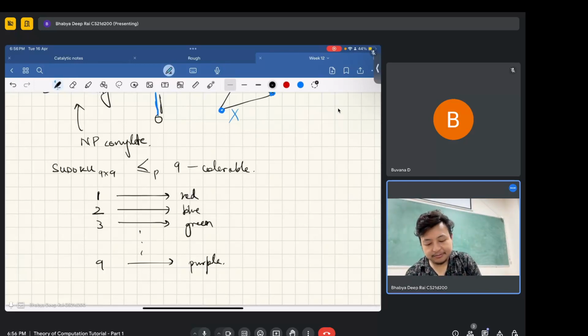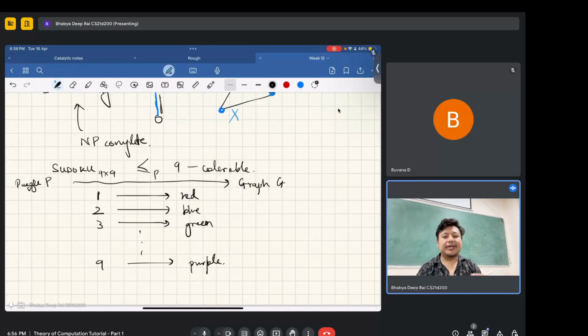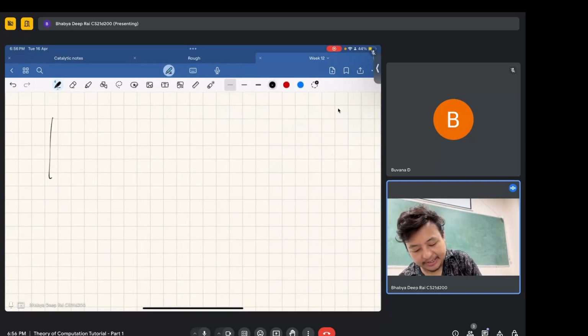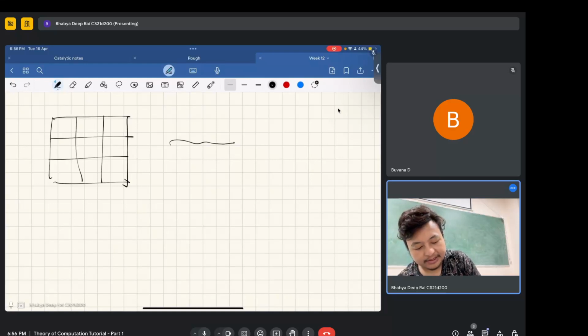Okay, now the input to a Sudoku is a puzzle. Puzzle P is the input. Now the input here is a graph G. I need to transform that puzzle into a graph G. How do I do so? Okay, so I have a 9 cross 9 puzzle and I need to convert it into a graph.